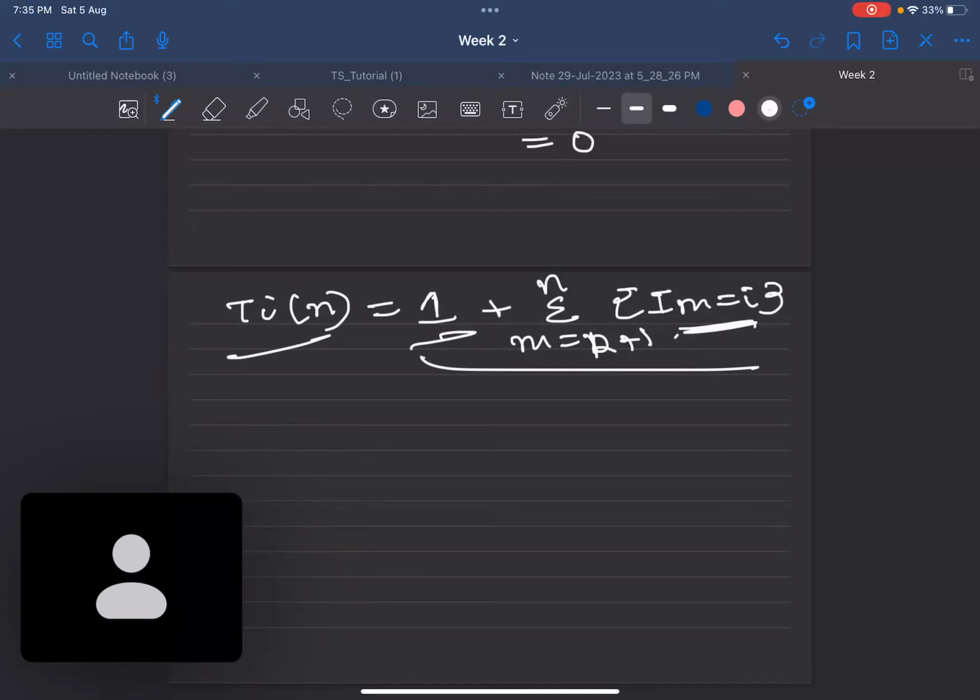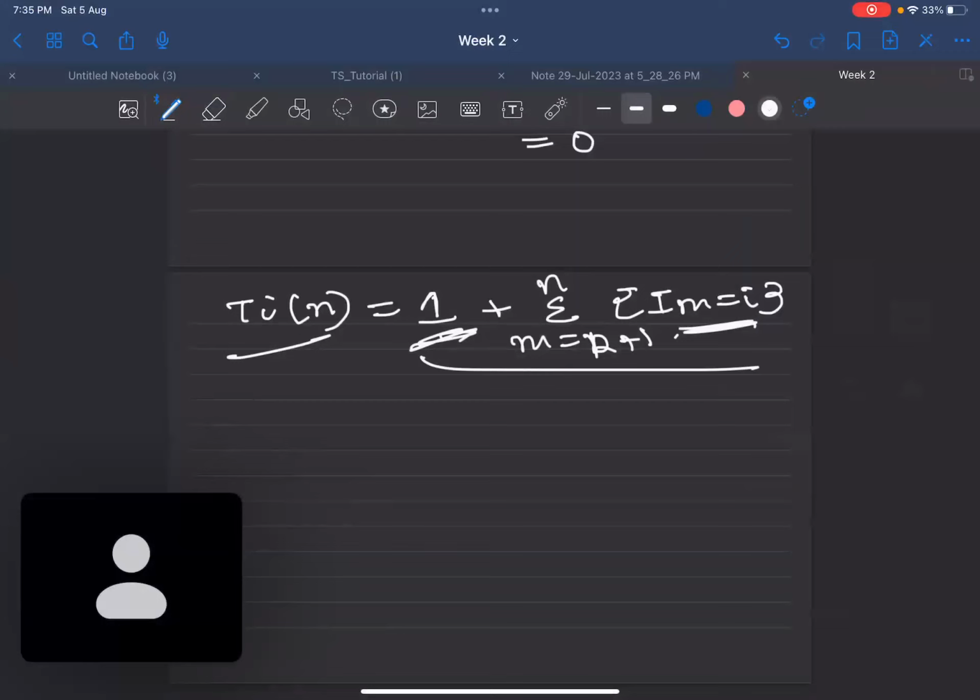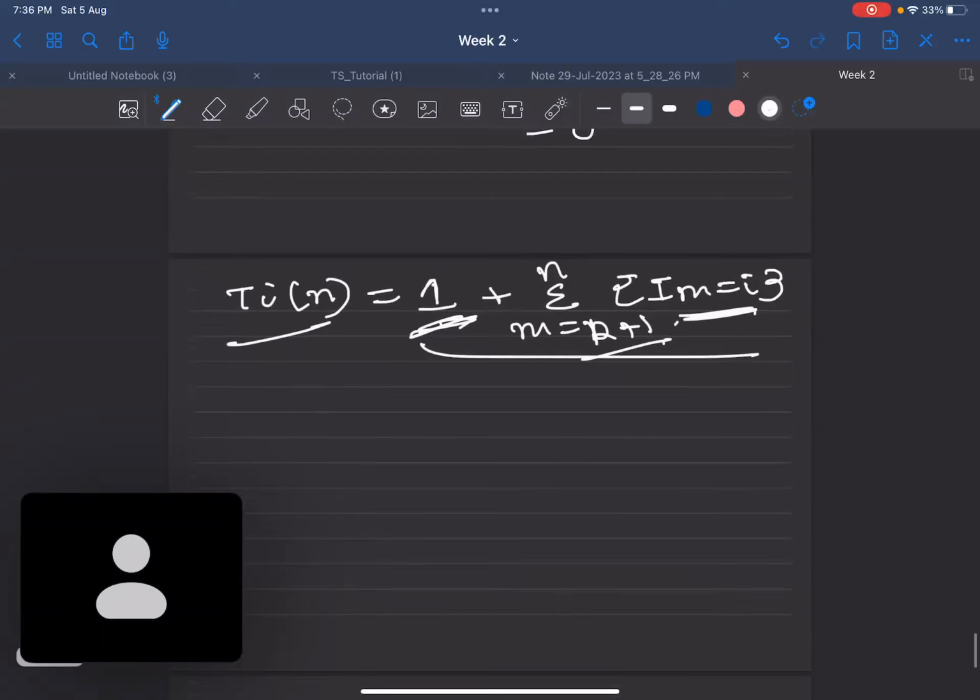Yes, you are correct. First, why is 1 here? Because in the starting, K trials were made, and in each of the K trials, one arm was selected. So initially, K arms would be selected at least once. That is why k plus 1 is there. Yes, ma'am. Should I proceed? Yes, ma'am. Now let's go ahead.